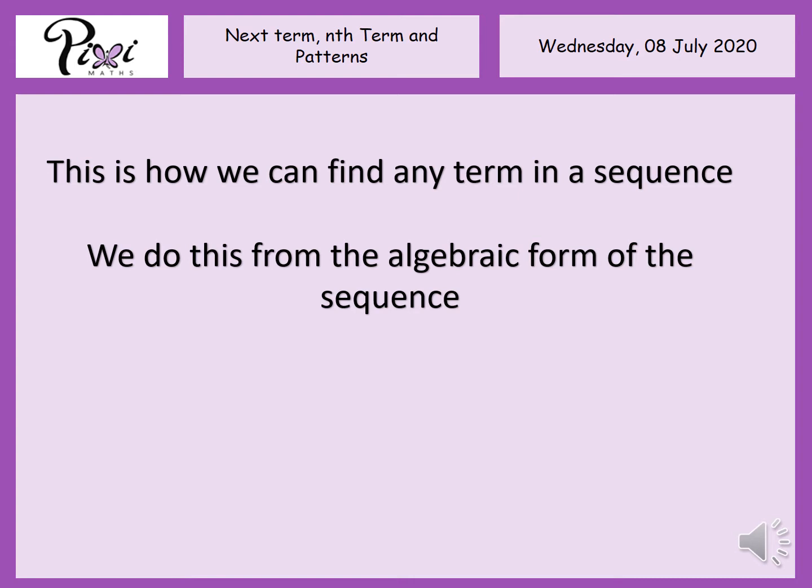So what we're doing today is we're looking at finding any term in a sequence. What we did yesterday was we looked at how we'd work out the first few terms. So this method's really similar to that, except we can do it for any term rather than just the first few. And again, we're going to be doing that from the algebraic form of the sequence that we were yesterday. So the one that's in the form, let's say 3n plus 1, and this was called the nth term.